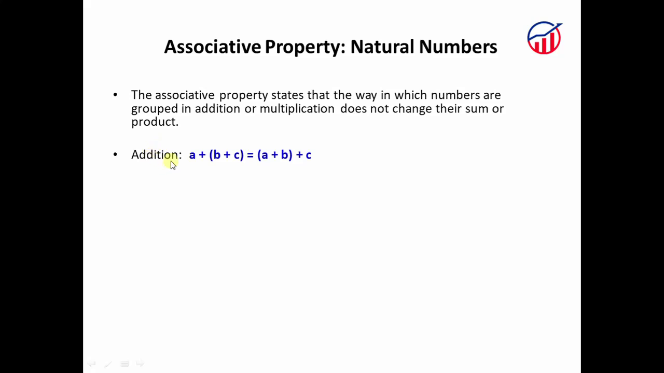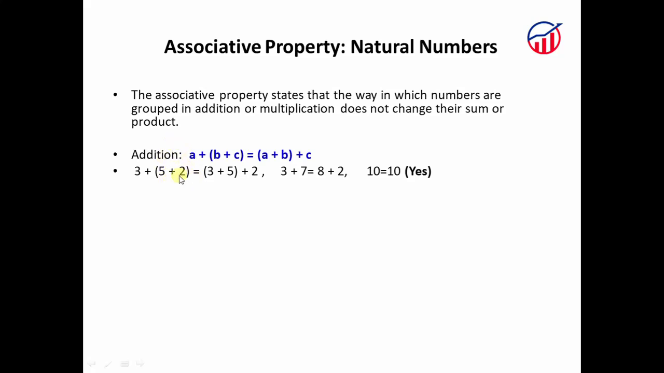So this is the property of addition. Let's say a plus b plus c. You can see a plus the bracket b plus c is equal to the bracket a plus b plus c. So on the LHS you have b plus c in the bracket, and on the RHS you have a plus b in the bracket. Let's try an addition with the same. Let's say these are the values of a, b and c. So 3 plus (5 plus 2) is equal to (3 plus 5) plus 2.